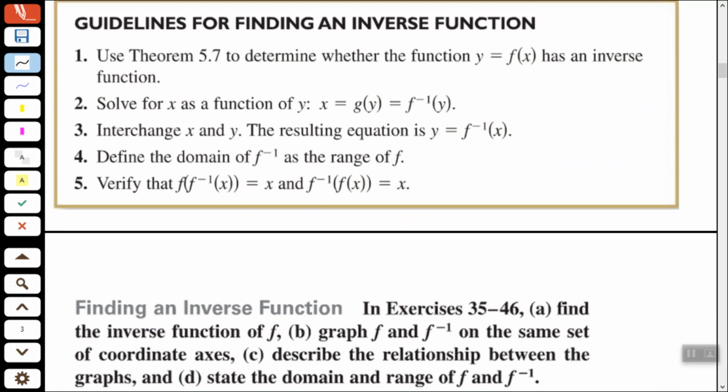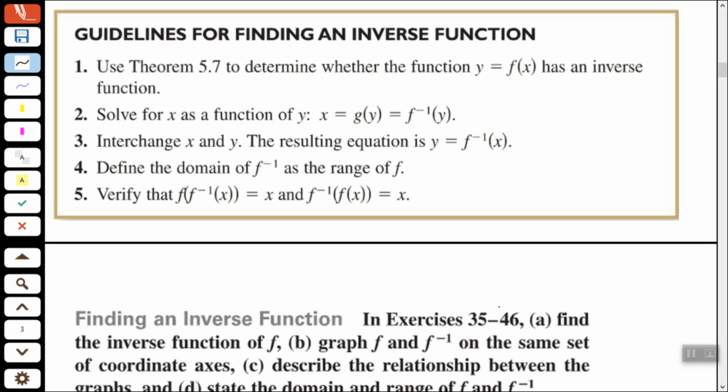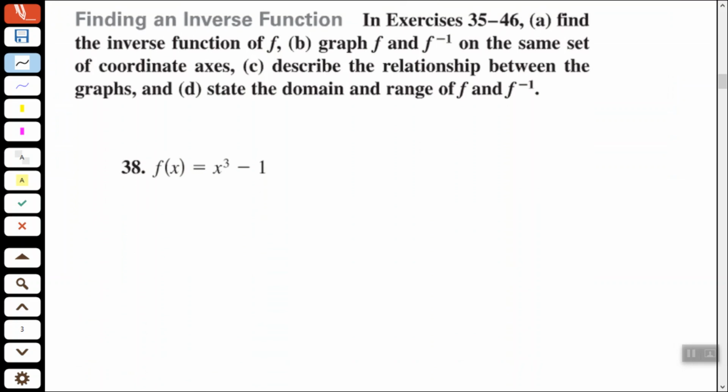Now, guidelines for finding an inverse function. You may want to pause the video here and write down these steps. We're going to determine whether the function y equals f of x has an inverse. We solve for x as a function of y. After that, we interchange x and y, and that resulting function is the inverse. Then we define the domain of the inverse as the range of the original function. And then we verify that the composition of the functions gives us back x.